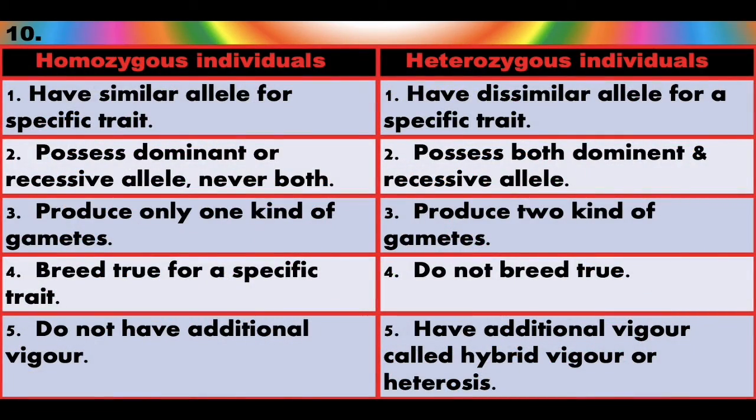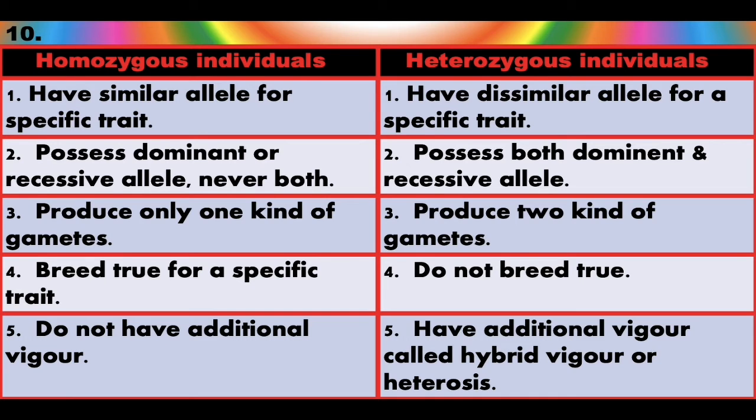Now, here the difference between the homozygous individual and the heterozygous individual. Homozygous individuals have similar alleles for the specific trait, while heterozygous individuals have dissimilar alleles for a specific trait. Homozygous individuals possess dominant or recessive alleles, never both, while the heterozygous individual possesses both dominant and recessive allele. Homozygous individuals produce only one kind of gametes, while the heterozygous individuals produce two kinds of gametes.